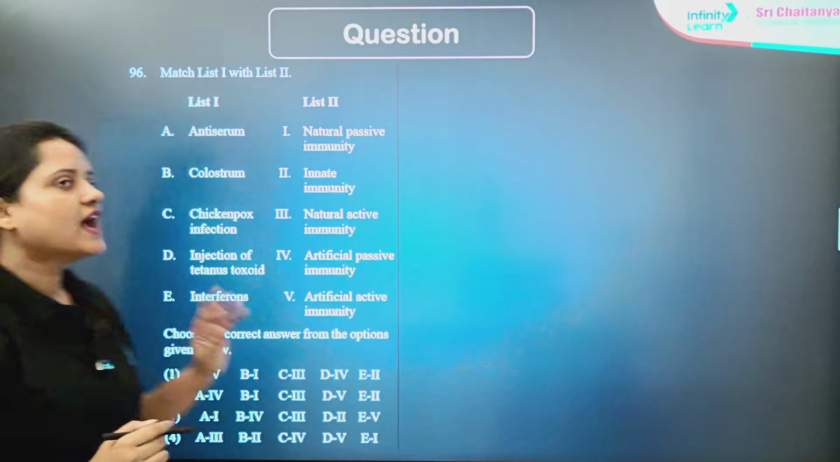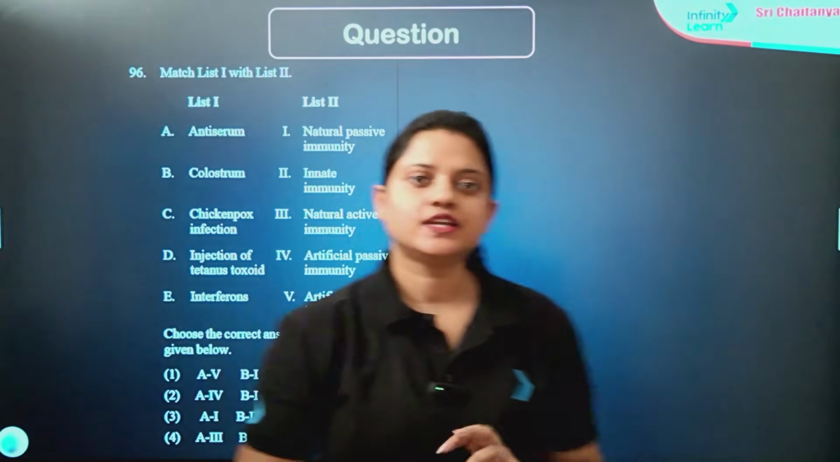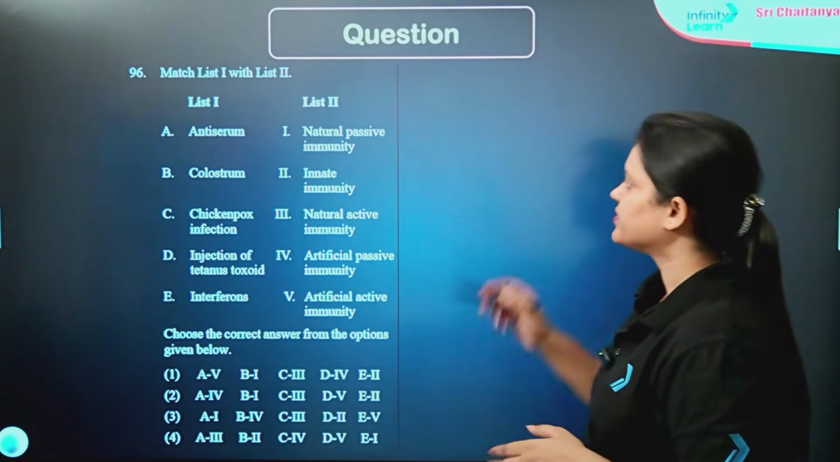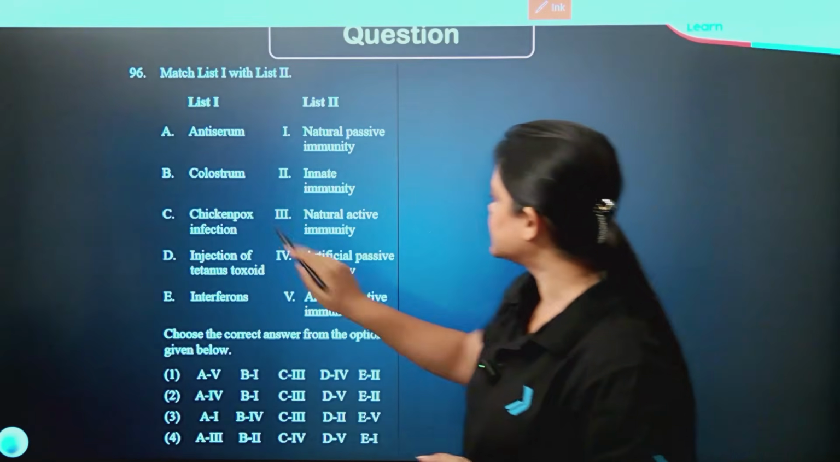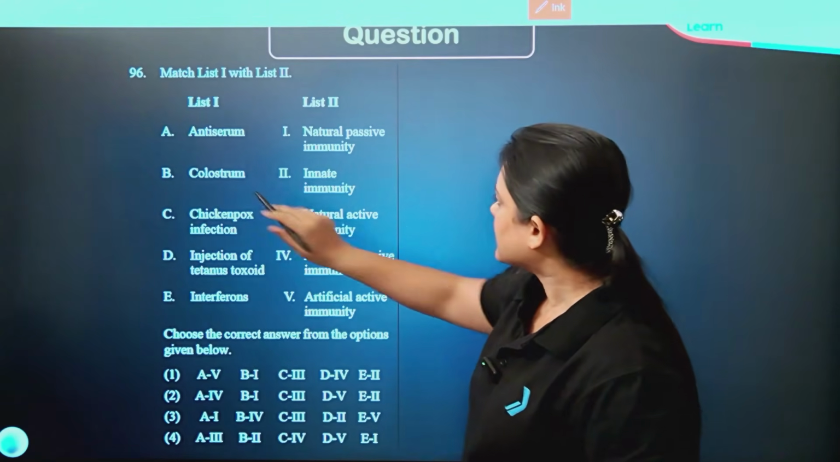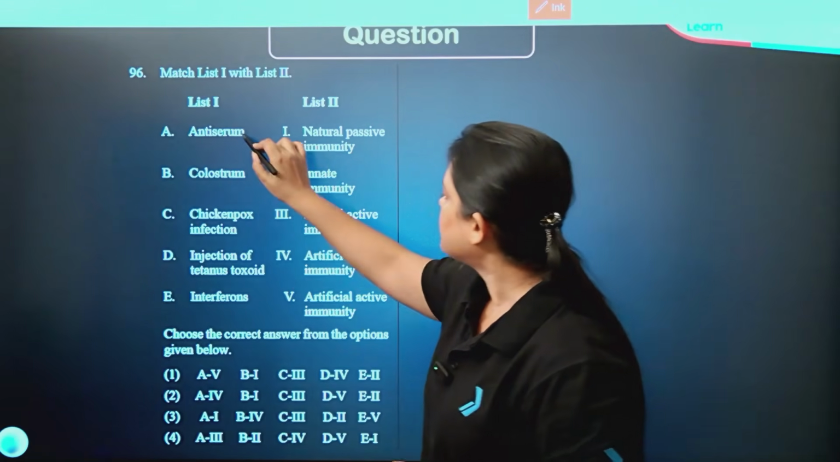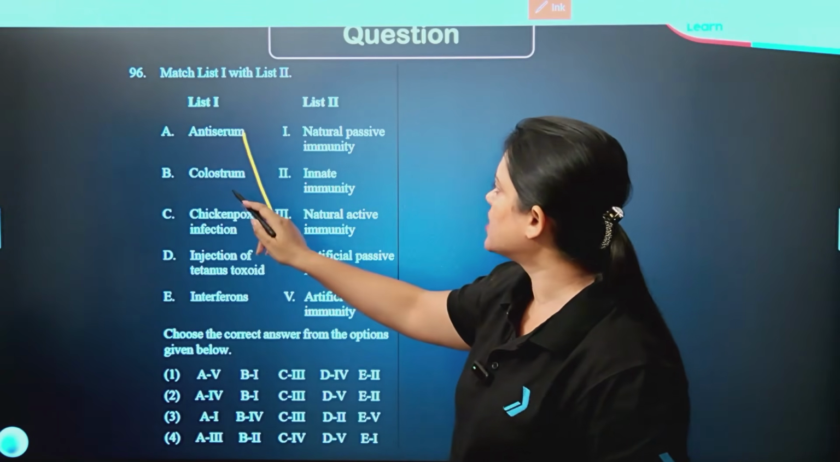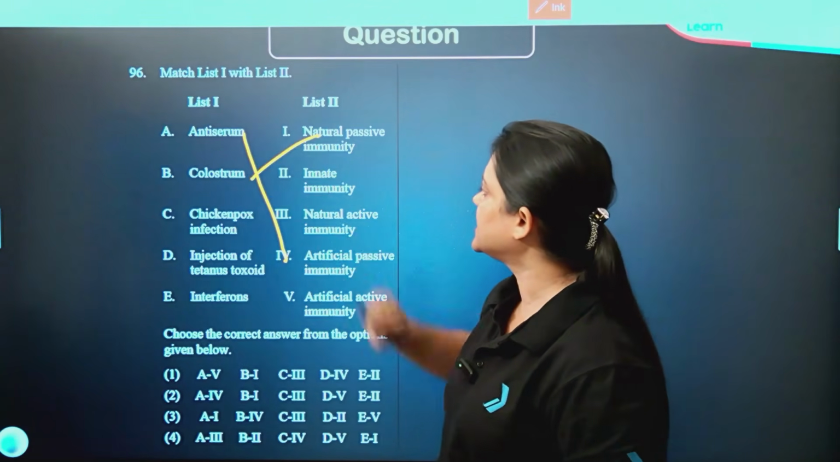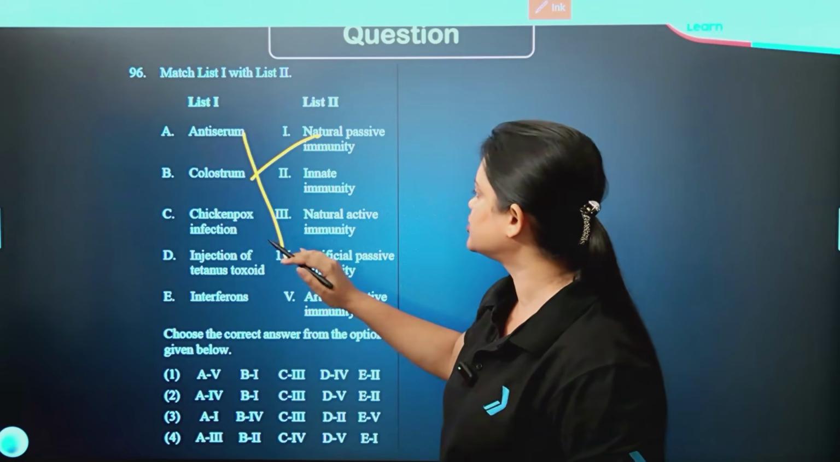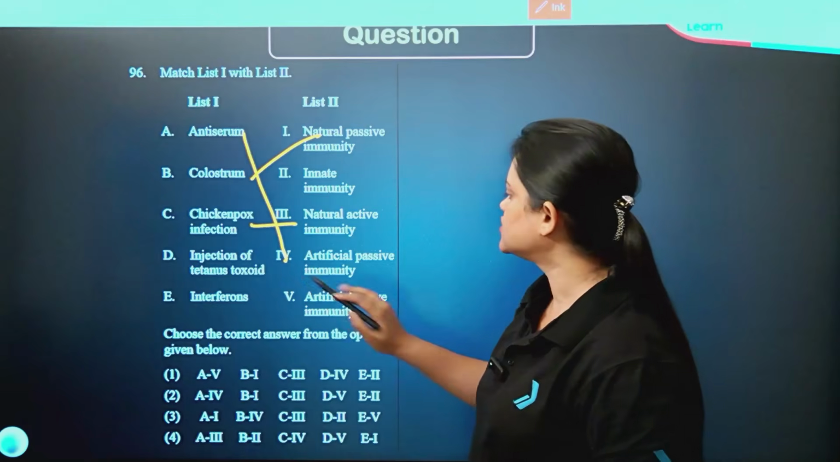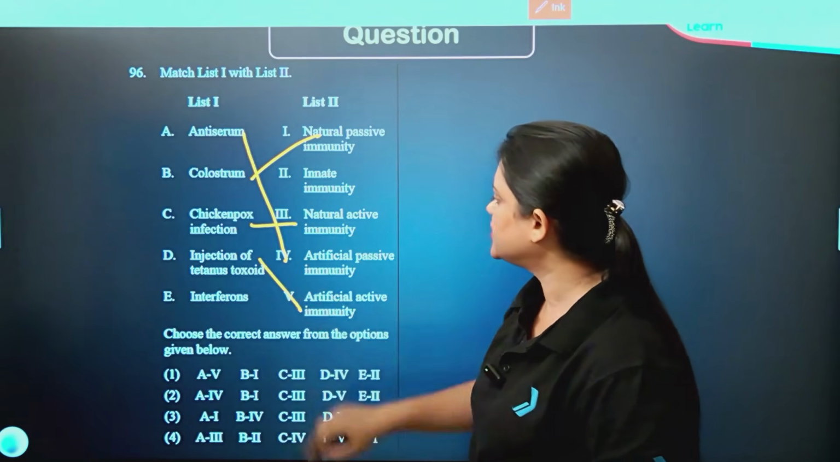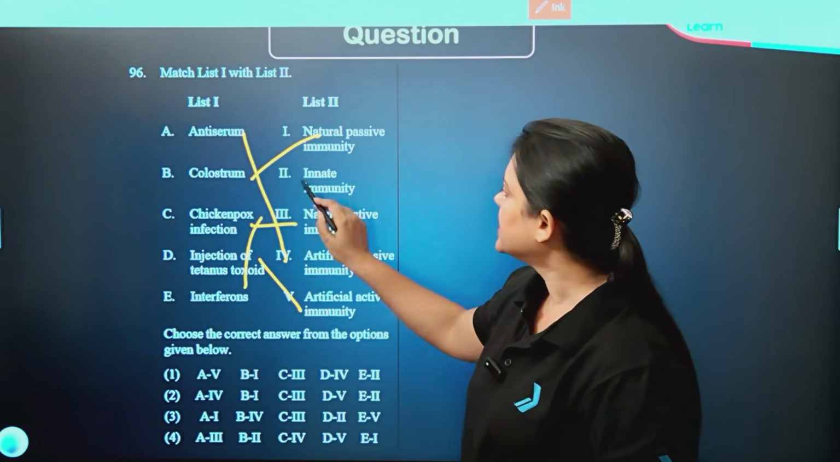Next question. We have to match list 1 with list 2. So what is anti-serum? Anti-serum is an example of artificial passive immunity. Colostrum is a natural passive immunity example. Chickenpox infection is an example of natural active immunity. Injection of tetanus toxoid is artificial active immunity, and interferons will be innate immunity.